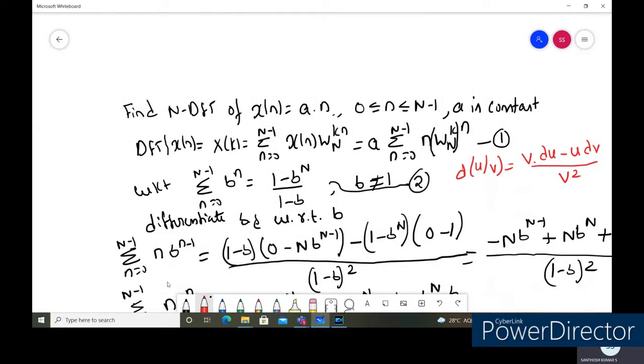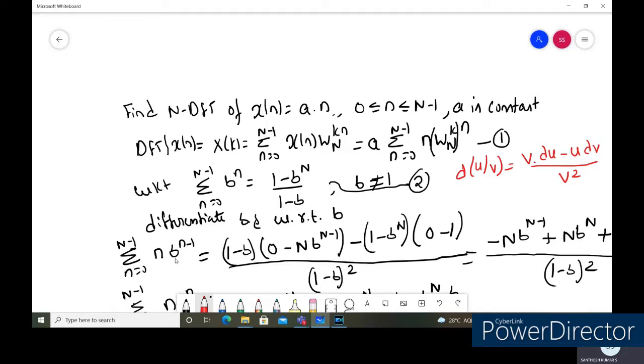The differentiation of b to the power of n is n into b to the power of n minus 1, and the denominator 1 minus b will get. The differentiation of the numerator 1 is 0, and b to the power of n is n into b to the power of n minus 1, minus the denominator, that is, the numerator 1 minus b to the power of n. The differentiation of the denominator: the differentiation of 1 is 0, and the differentiation of b is nothing but 1, will get divided by 1 minus b the whole square.